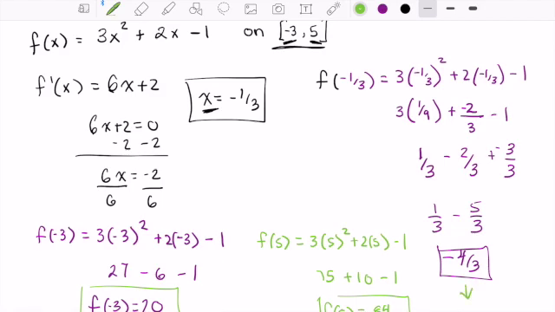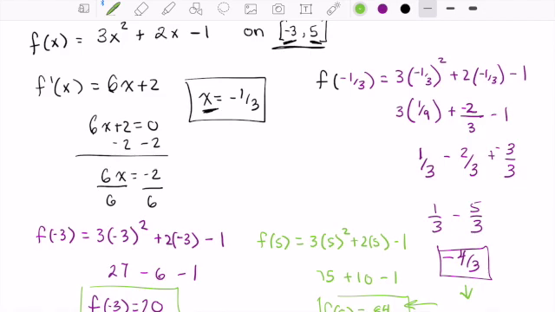Well, negative 4/3 is going to be my smallest. So there's my absolute minimum. And my absolute maximum is going to be obviously my largest number. So that's going to be 84.